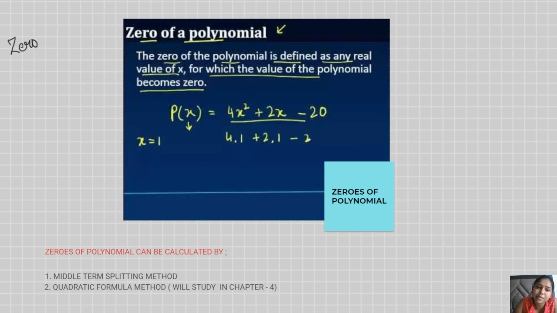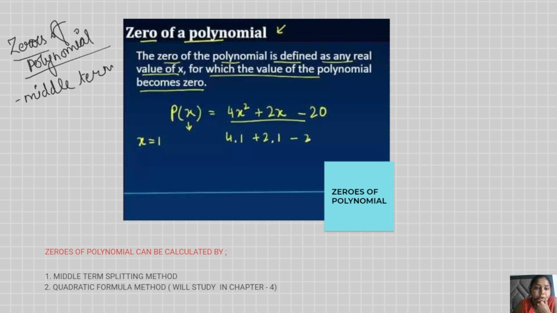In class 9 sessions also I have told you a little bit about the zeros of polynomial, and I also gave the sessions of finding the zeros of polynomial by the middle term splitting method. In class 9th you have also studied the factorization method, but in class 10th you won't study factorization, though middle term splitting will remain in class 10th too.